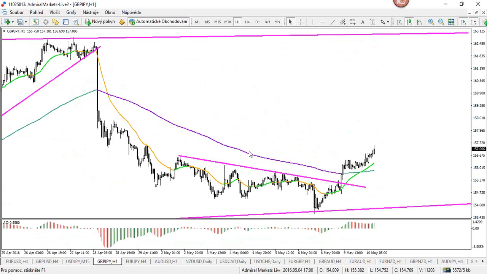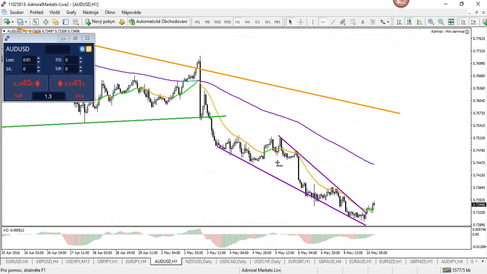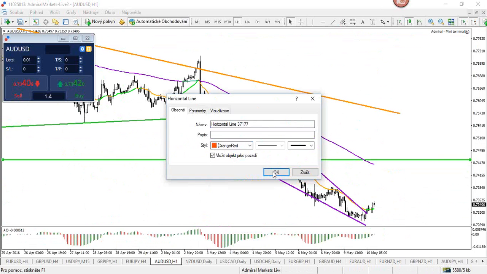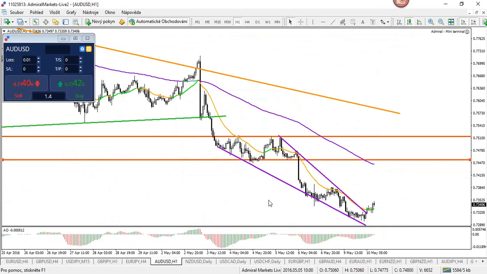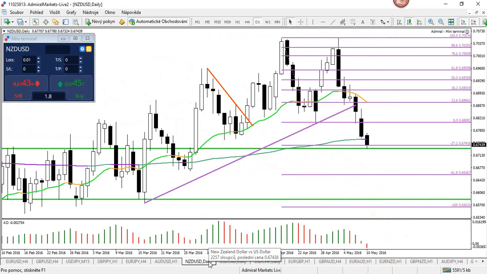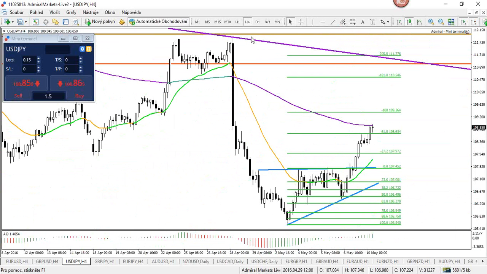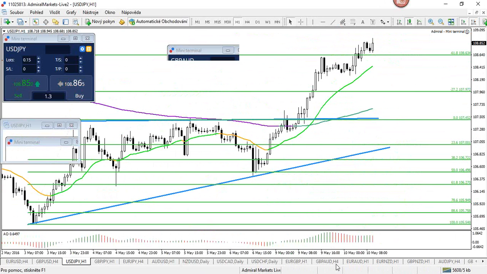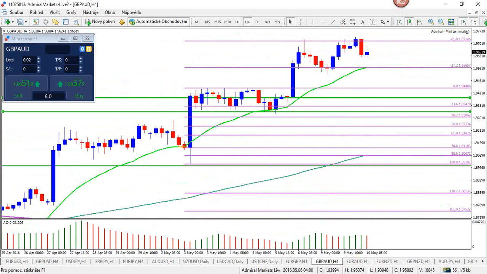All right, other pairs that might be interesting. The Aussie at this resistance zone. Kiwi breakout. But the most interesting, I think, at the moment are Euro, Pound, and Aussie, I would say. Or the dollar yen if it pulls back or makes a bull flag. Pound yen could be interesting too, from this point of view, right here.